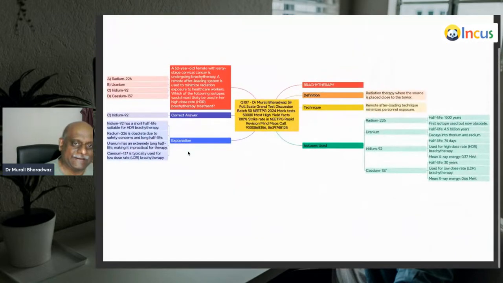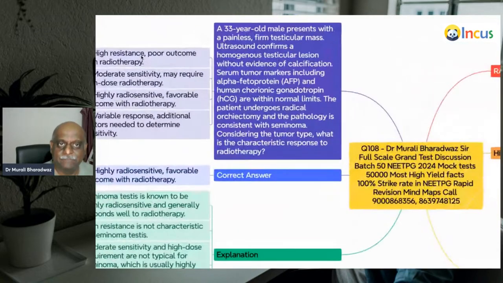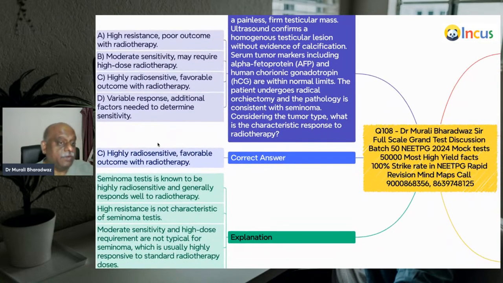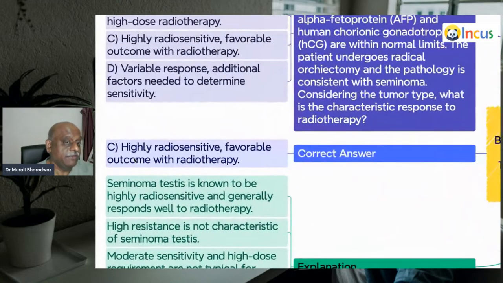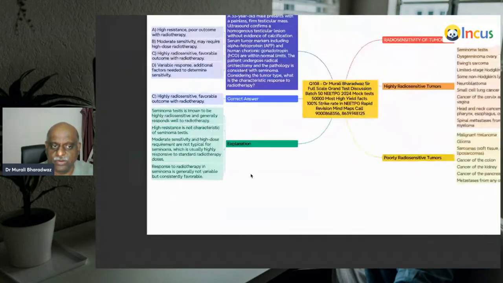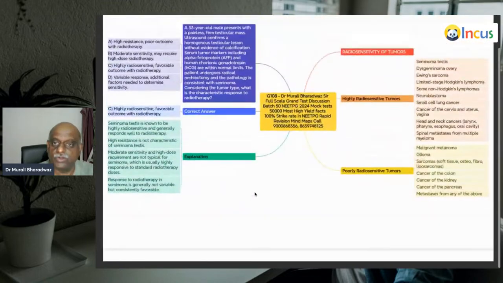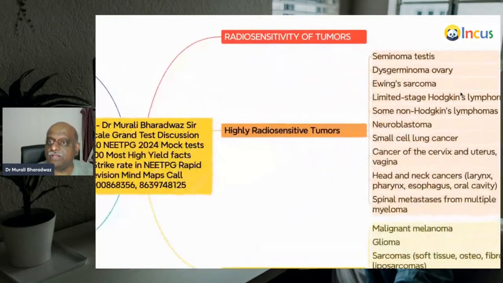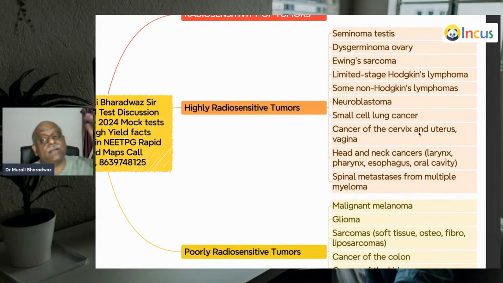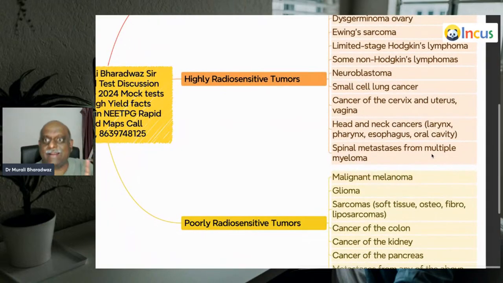Oh my God. So, doctor, a 33-year-old with a painless testicular mass, homogeneous testicular lesion, typically seminoma, highly radiosensitive, favorable outcome with radiotherapy, is what you should remember. Right, doctor? Now, what are highly radiosensitive tumors? Seminoma, dysgerminoma, Ewing sarcoma, Hodgkin's lymphoma, neuroblastoma, small cell lung cancer also.